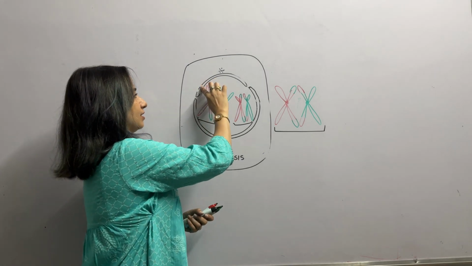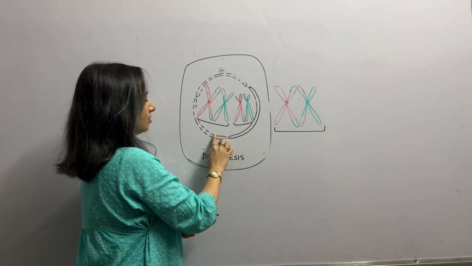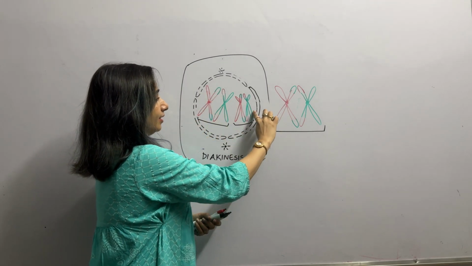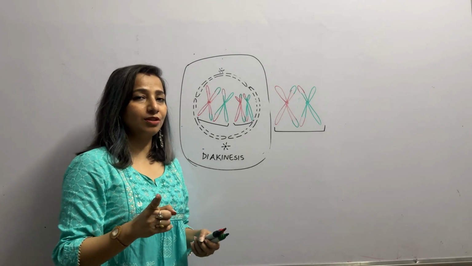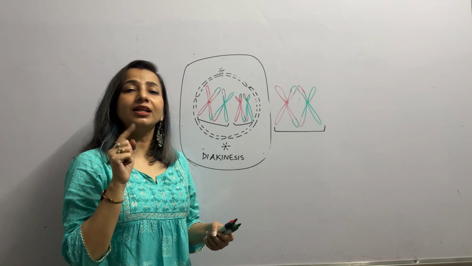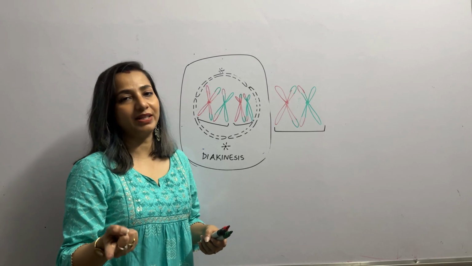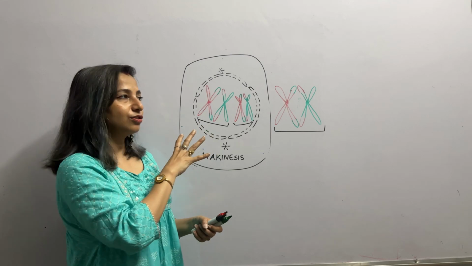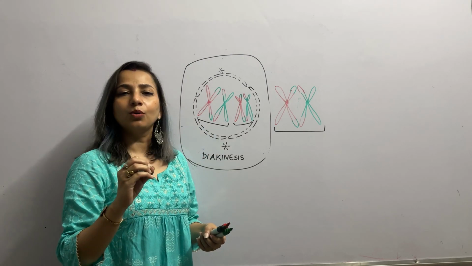Now what will happen? There will be disintegration of the nuclear envelope at the end of diakinesis. And I have already told you in lecture 1, when we were studying mitosis, that when the nuclear envelope breaks down, it is an indication that the cell has to enter metaphase. So the disintegration of the nuclear envelope marks the beginning of metaphase 1.